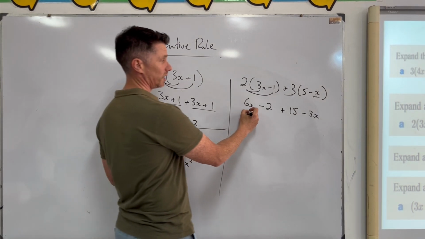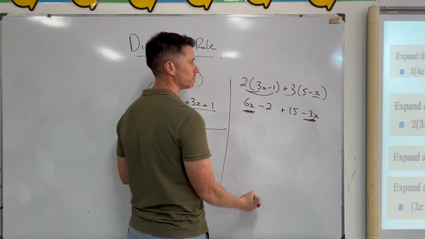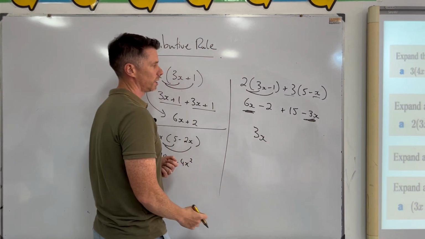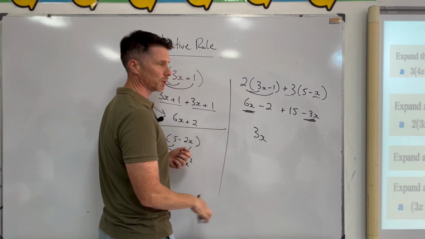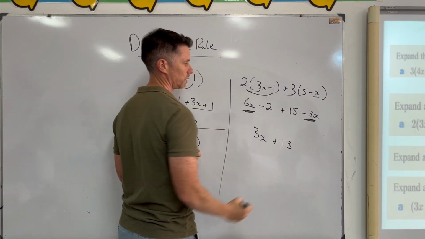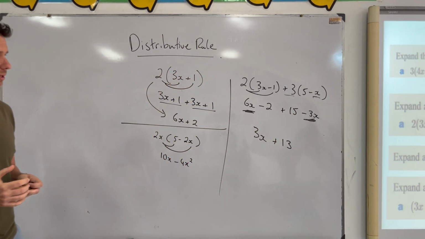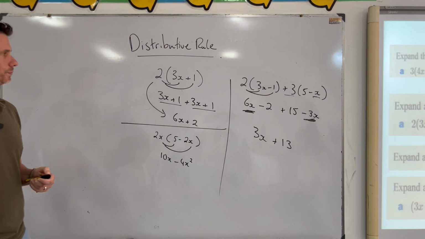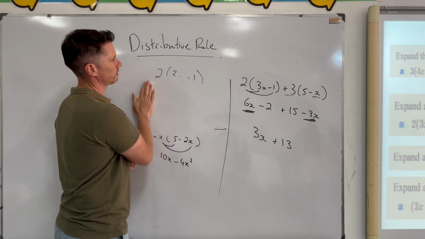What do I do next here? Yeah, combine any like terms that are there. 6x take away 3x gives me 3x. And I have a negative 2 add 15. Of course, we can read that the other way. 15 take away 2 is 13. Can I go any further? Is that 16x or anything like that? No. Okay. Let's do the second one.